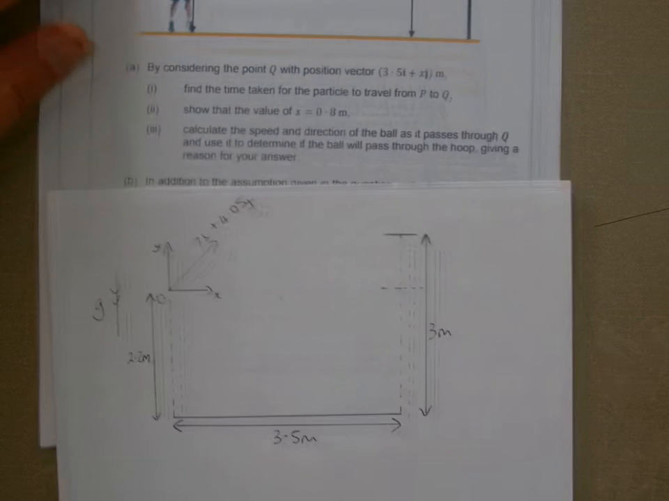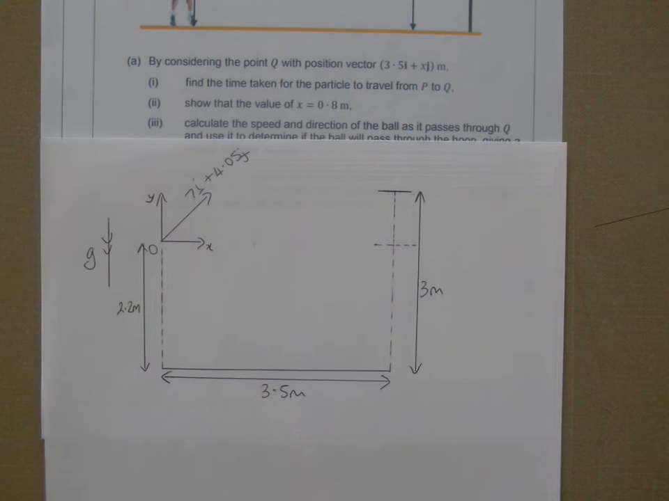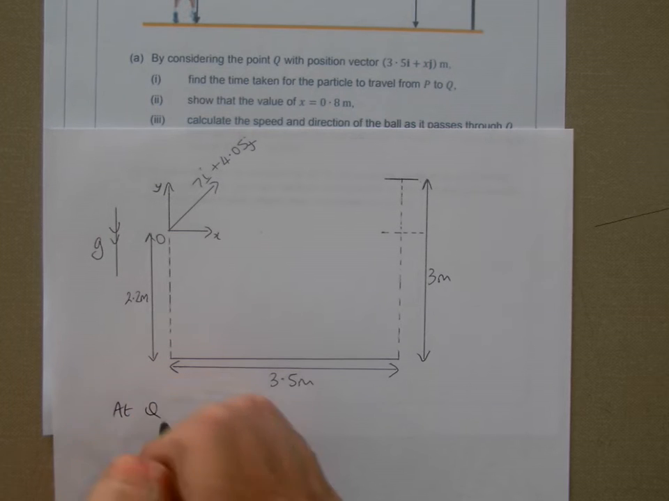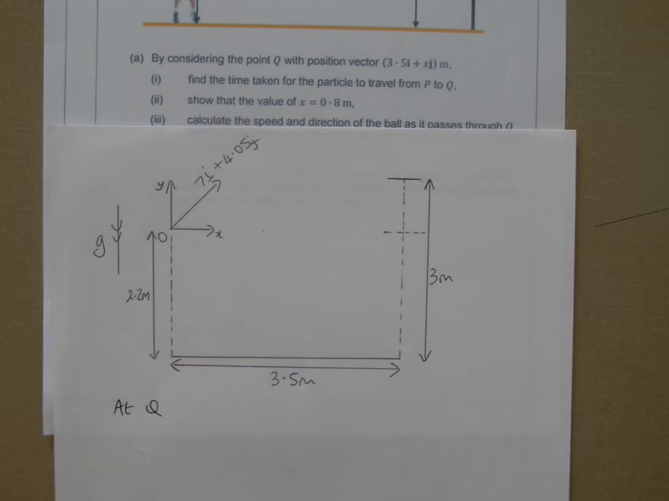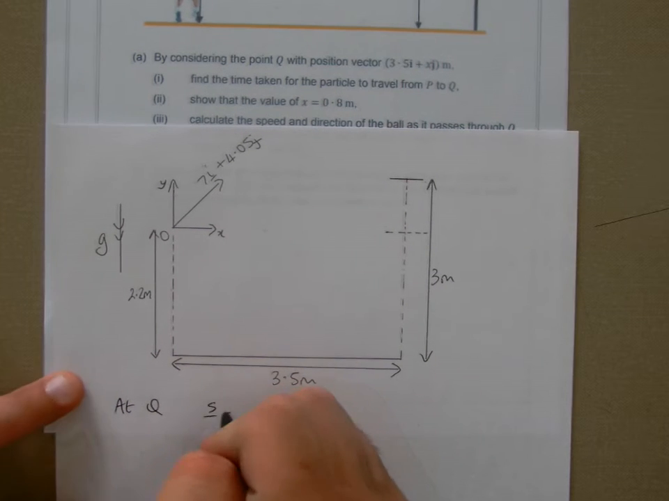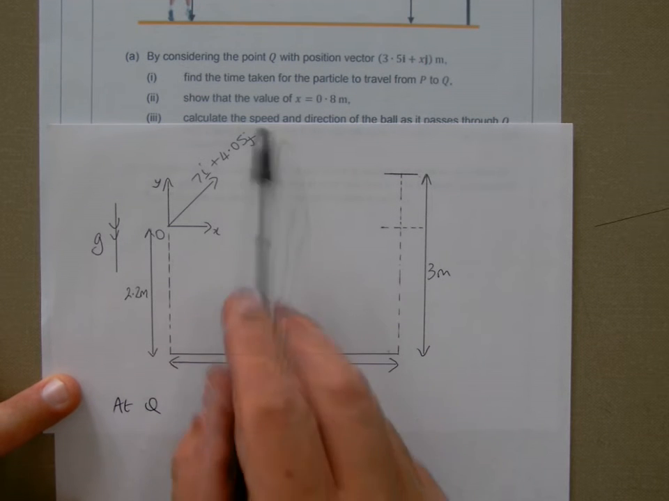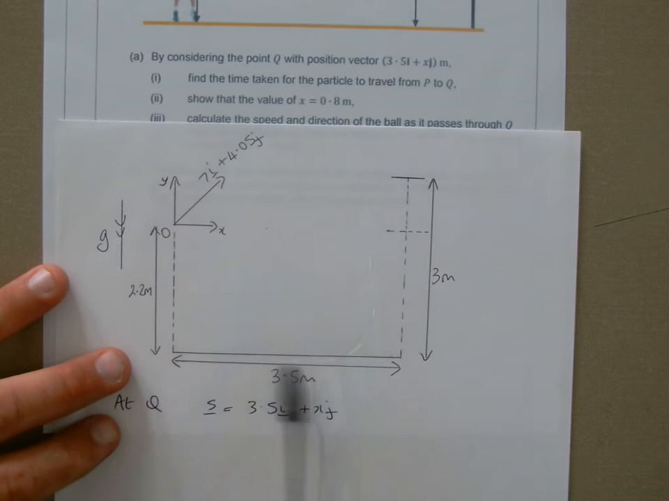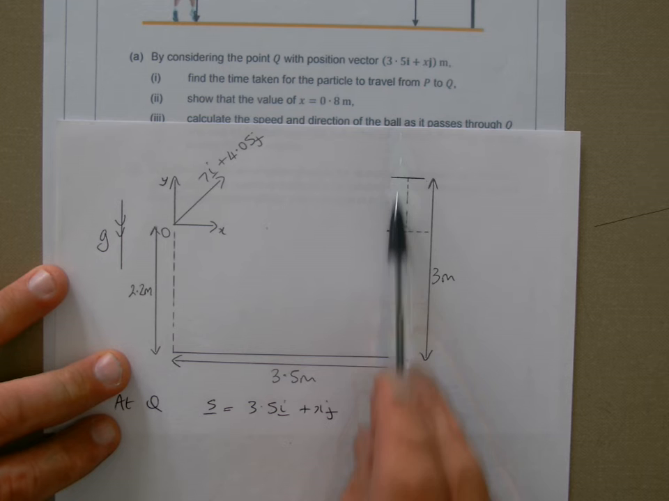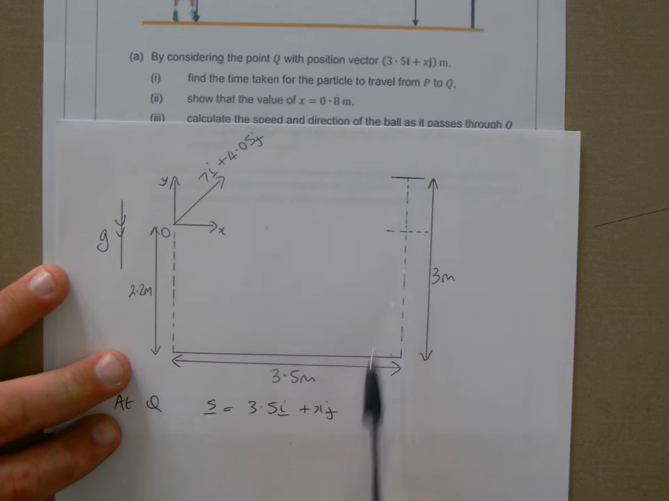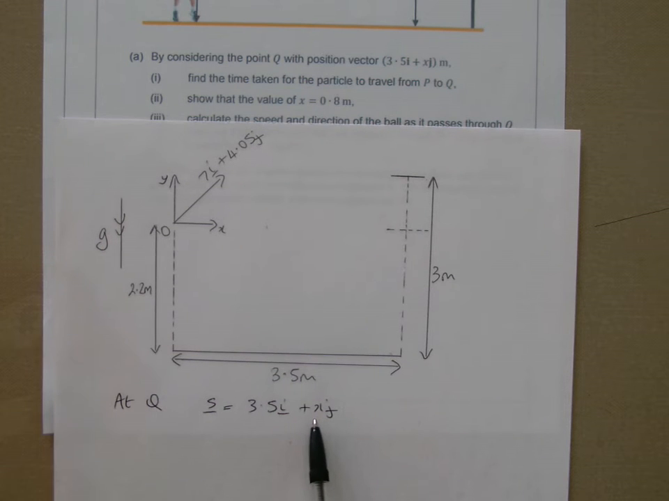So in part A, it says, by considering the point Q with the position vector 3.5i plus xj, find the time taken for it to get to point Q. Well, at point Q, we want to find t, don't we? But we know the position vector is 3.5i plus xj. It's quite interesting to note from the diagram that 3.5i is going to be in line with the basket. It could be above or below. We don't know what the j value is here.